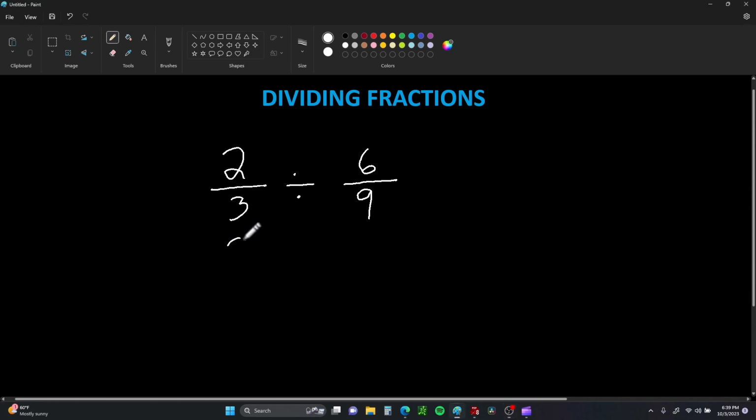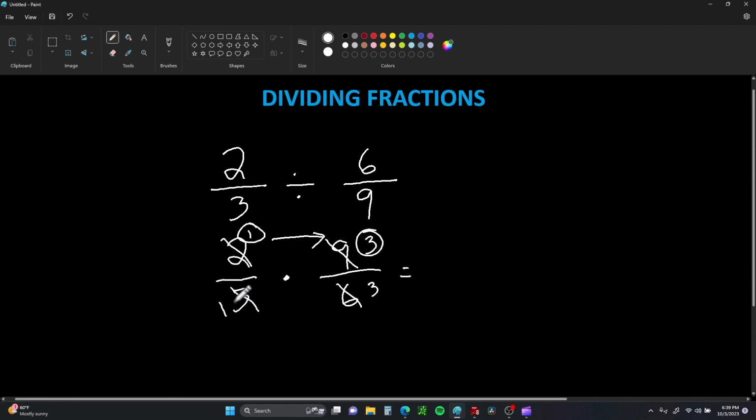So let's take a look at the copy dot flip. I copy the first fraction, I put a dot, and on the second fraction, I'm going to flip it upside down. Now, I can cross simplify. 2 goes into itself once and 2 goes into 6 3 times. And then over here, 3 goes into itself once and 3 goes into 9 3 times. So if I multiply straight across now, these are my new numbers, 1 and 3 on top and 1 and 3 on the bottom. I get 3 over 3, which simplifies to 1, and that's the final answer.